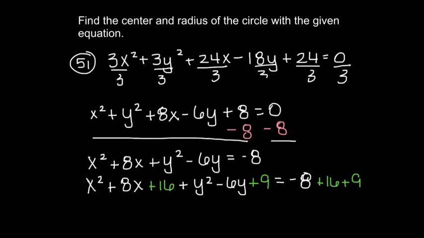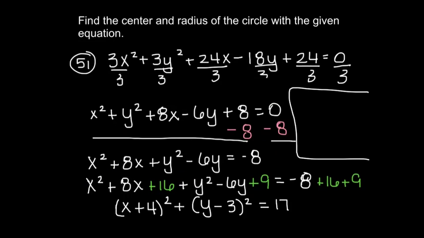To complete the square then, I can see that x squared plus 8x plus 16 will factor into x plus 4 quantity squared, plus the y squared minus 6y plus 9 will factor into y minus 3 quantity squared, equals negative 8 plus 16 plus 9 is 17. This equation is in standard form.